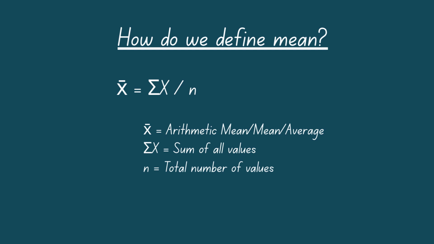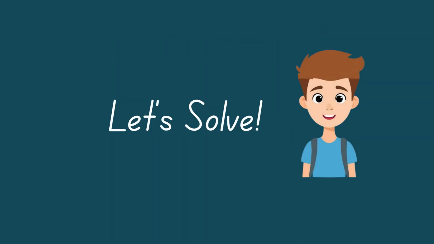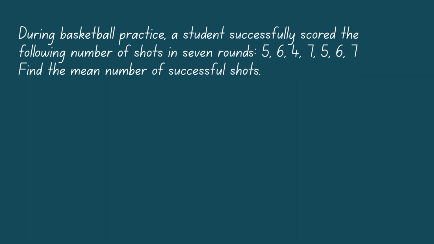Let's solve one more question. During basketball practice, a student successfully scored the following number of shots in 7 rounds. We have 5, 6, 4, 7, 5, 6 and 7. Find the mean number of successful shots. We know the drill here. Add all scores or values, count the total number of values and divide the first by second.